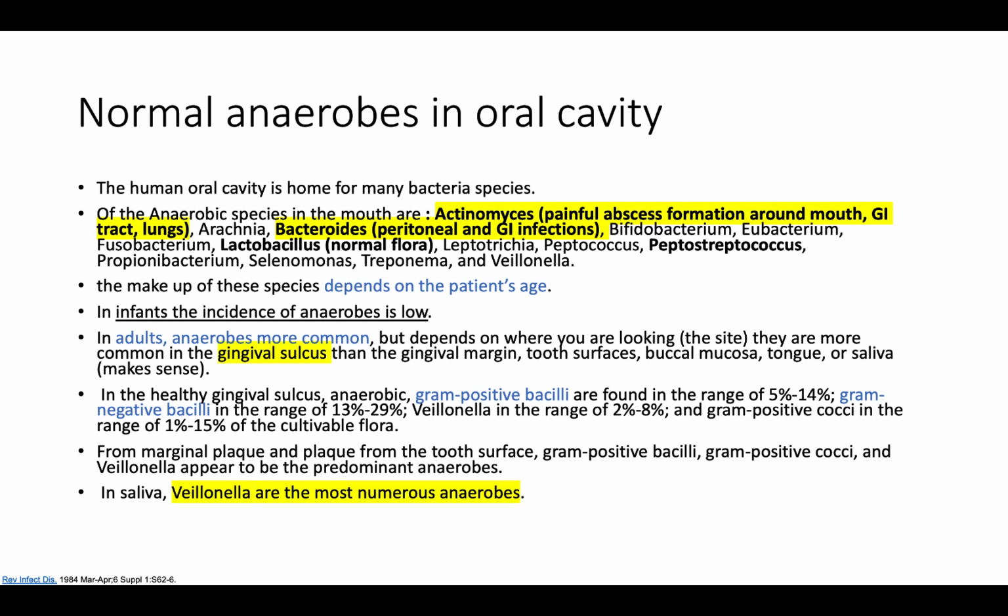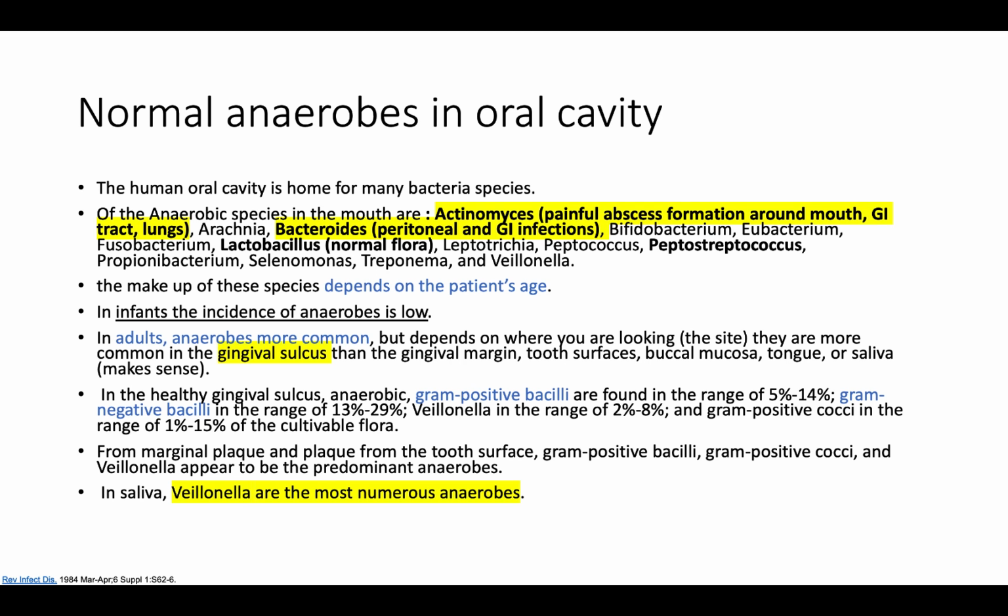The makeup of these species depends on the patient's age. This is important. Infants have less incidence of anaerobes, and as the body grows and there are more cavities and more growth of facultative anaerobes, the anaerobes start to increase in number, and the balance tips towards the anaerobes in the GI tract. In adults, anaerobes are more common, for example in the gingival sulcus, in the saliva, and in the crypts all along the GI tract.